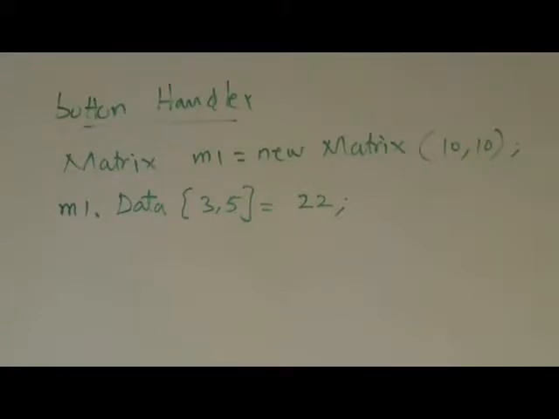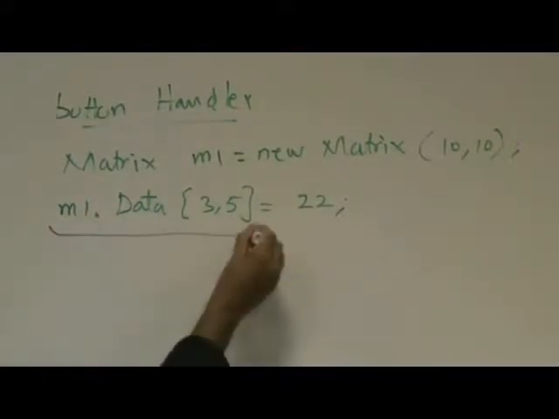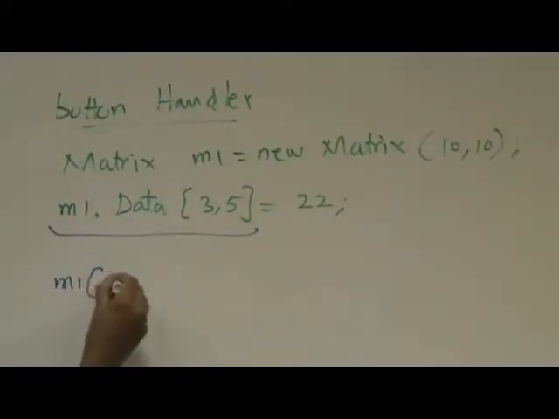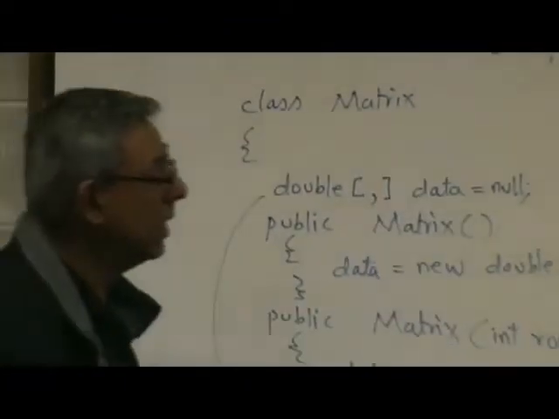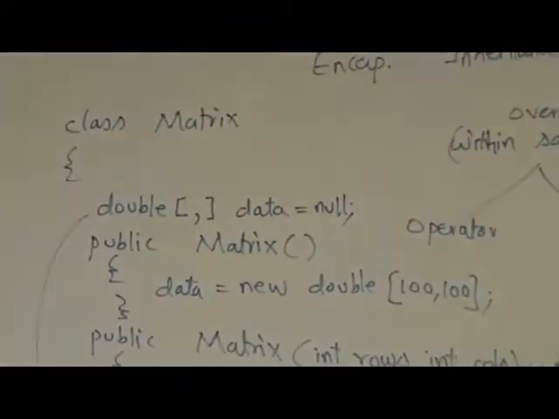However, that sort of looks not so clean. Wouldn't it be nice if somebody, rather than writing this, they can simply say M1 of 3, 5, because M1 is the matrix. Okay, so we should be able to directly index the matrix. The only way we can do that is if we go to the class matrix and define an indexer. Okay, so what will our indexer look like?